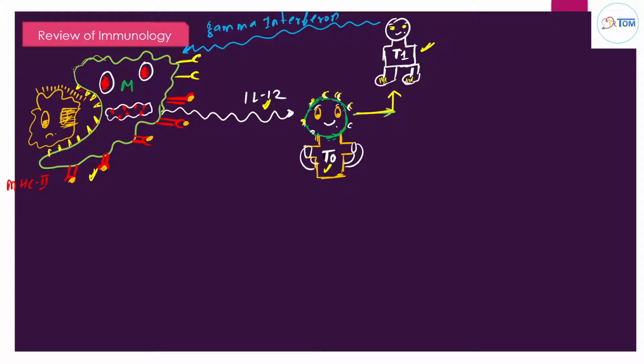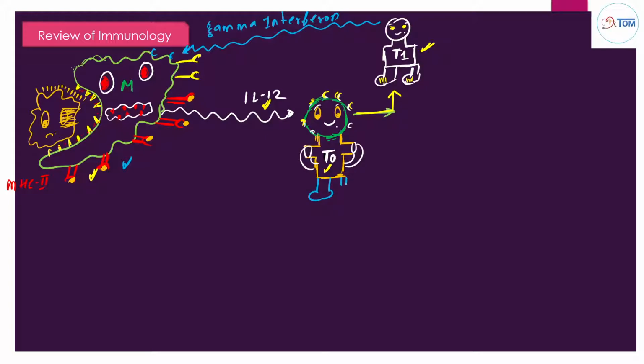This is interferon. This gamma interferon acts on macrophage, and macrophage again has a receptor for this gamma interferon. So what is exactly happening? Listen to me very carefully, please. This macrophage is activating this T0 cell. This T0 cell is actually a naive cell, right?